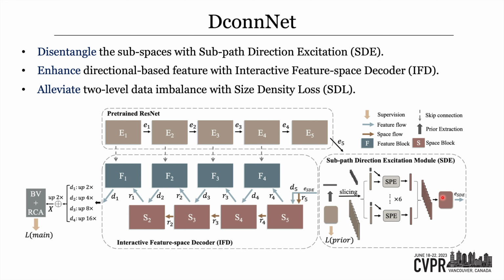This pipeline is implemented by a novel network, called DCONNet. DCONNet has an encoder-decoder structure and several important modules. The SDE module is used for feature disentangling, the IFD module is used for directional-based feature enhancement, and a size density loss alleviates the common data imbalance problem in medical datasets.